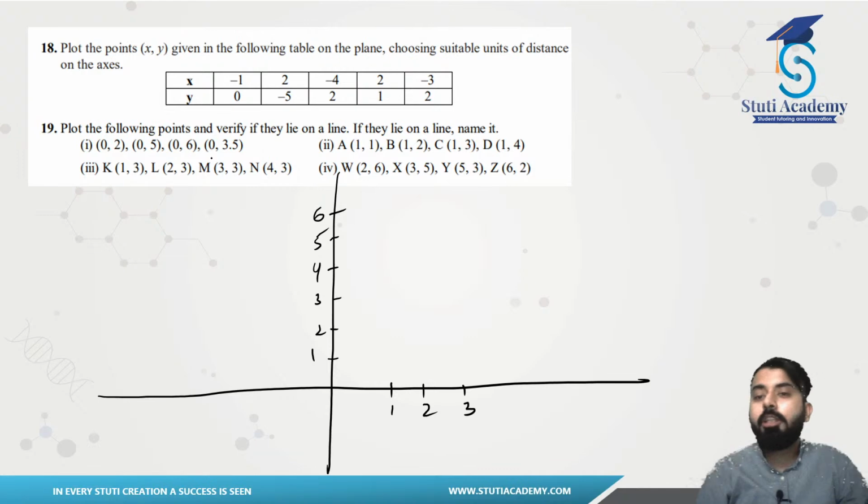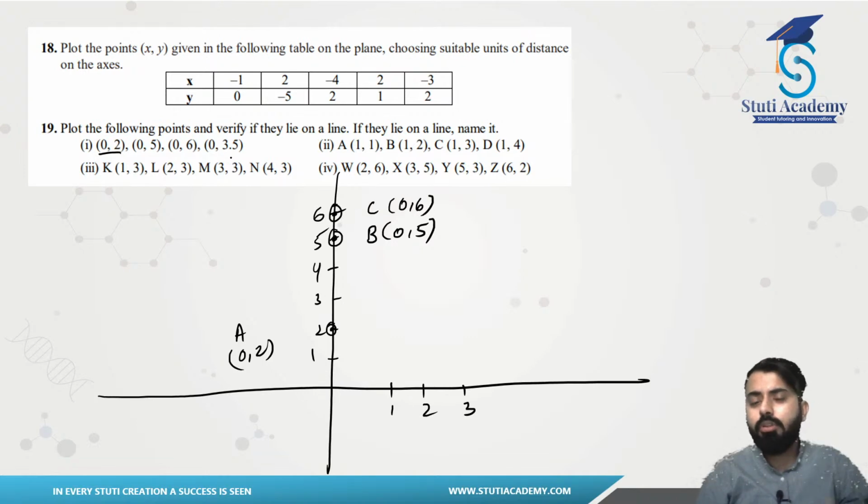Now you have to plot a point which is 0 comma 2. There is no x, but there is a y, so it should be lying on the y-axis. So the point should be this one. Let's say this is the point A, which is 0 comma 2. Then we have to plot 0 comma 5, which should be right here. Let's say this is the point B, which is 0 comma 5. Then we have 0 comma 6, that should be here. Let's say this is the point C, which is 0 comma 6.